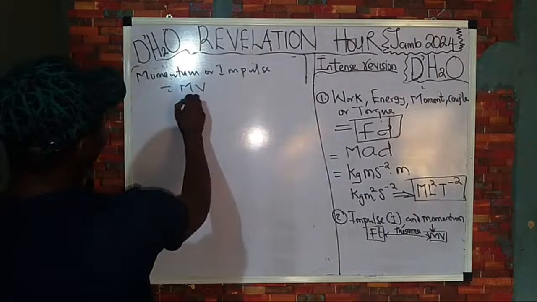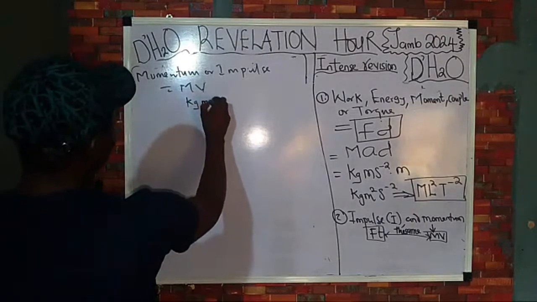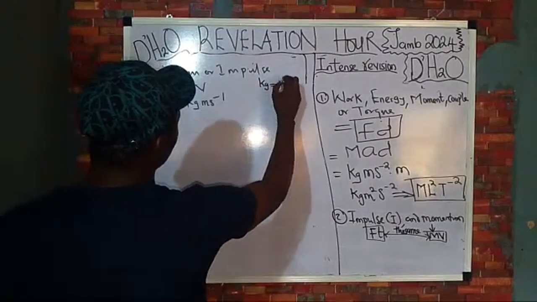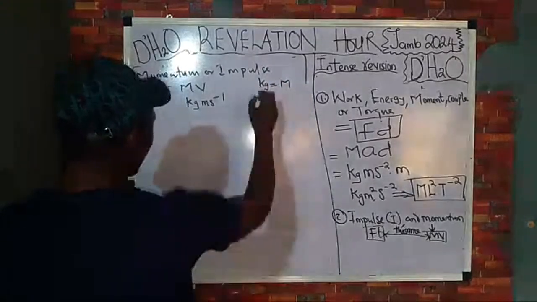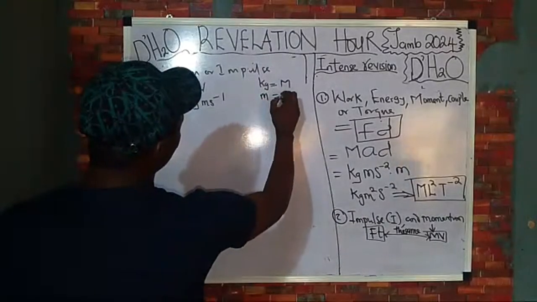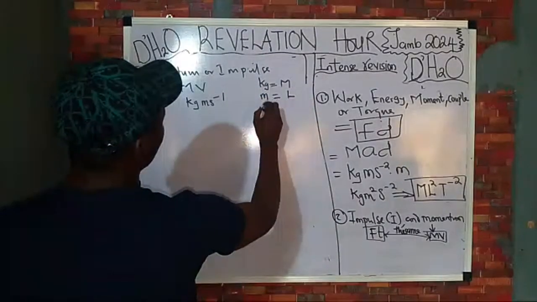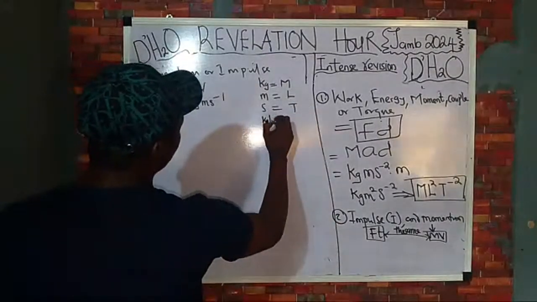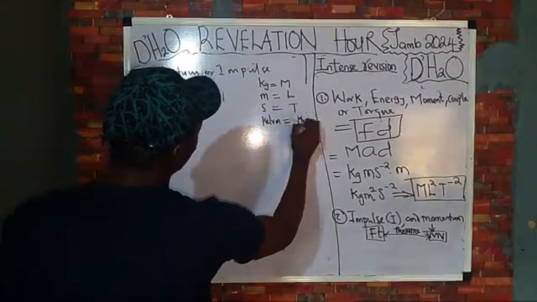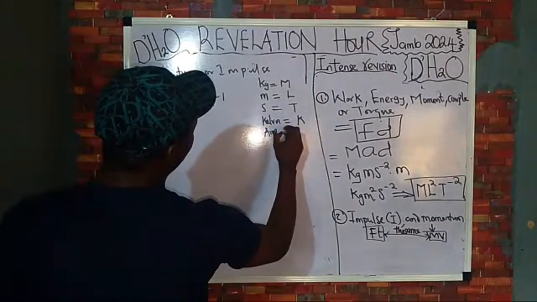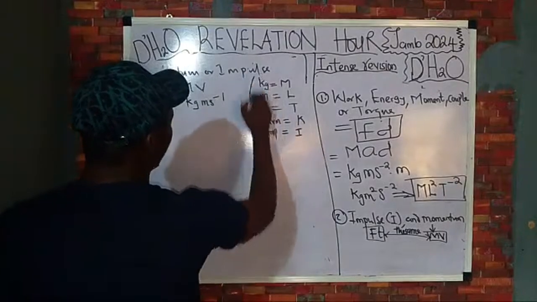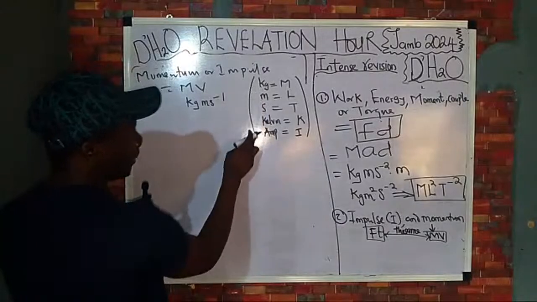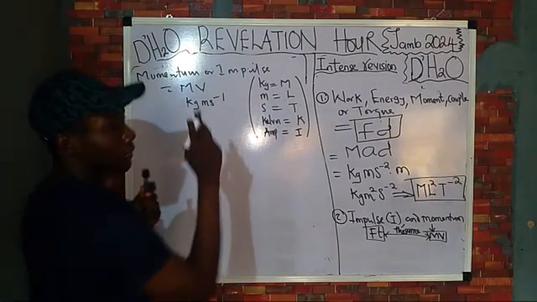Mass is what? Kilogram. Velocity is meter per second. Remember that anytime you see kilogram, it means capital letter M. Whenever you see meter, it means what? L. Whenever you see seconds, it means what? T. Whenever you see Kelvin, it means what? K. Whenever you see ampere, ampere means what? I. So get this down. Please. Very important. These are fundamental units and these are the fundamental dimensions.